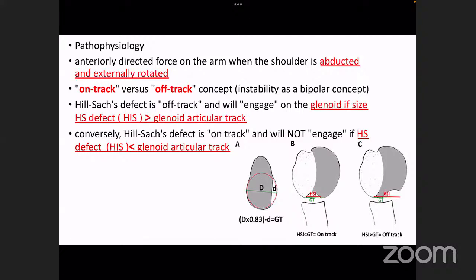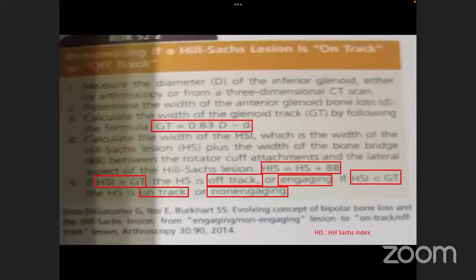But just to make it short, if the Hill-Sachs defect will engage, that means the Hill-Sachs region extends beyond the medial border of the glenoid articular track. But if it's not engaging, that means the Hill-Sachs defect is smaller than the glenoid articular track. That's all you need to know about this.